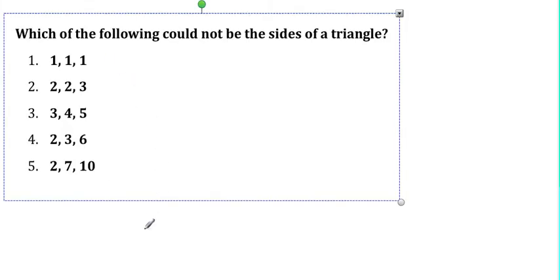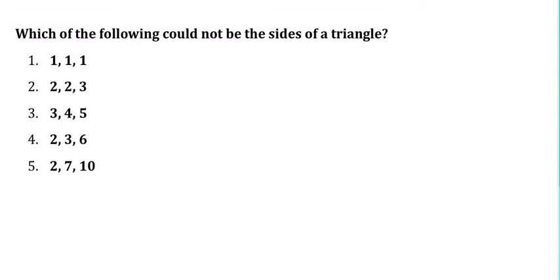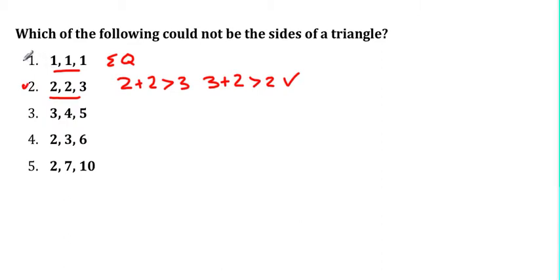Which of the following could not be the sides of a triangle? We love the not problems, don't we, on the SAT? Well, 1, 1, 1, that's our friend, the equilateral. 2, 2, 3: is 2 plus 2 greater than 3, and is 3 plus 2 greater than 2? Yep, that checks out. So that's a triangle, that's a triangle. 3, 4, 5, you better know that that's a triangle. That's a ubiquitous triangle on the SAT. Equilateral, isosceles, and a 3, 4, 5.